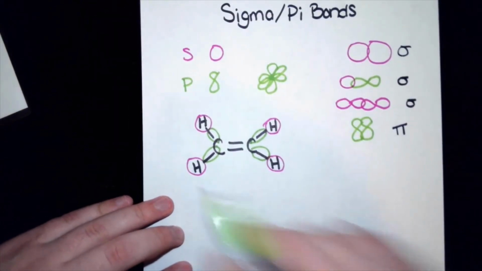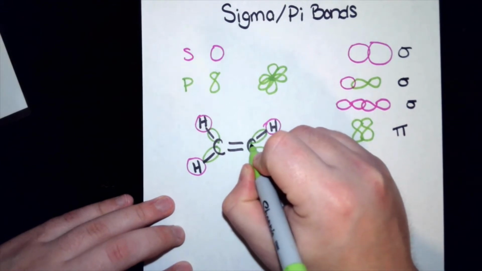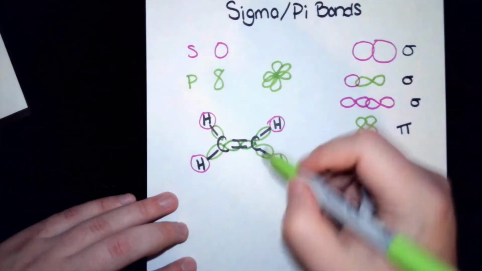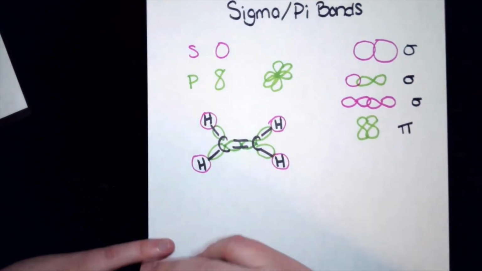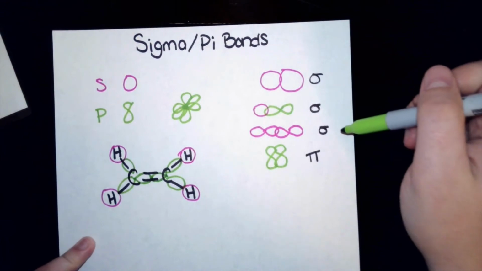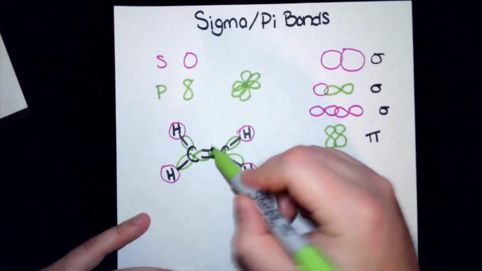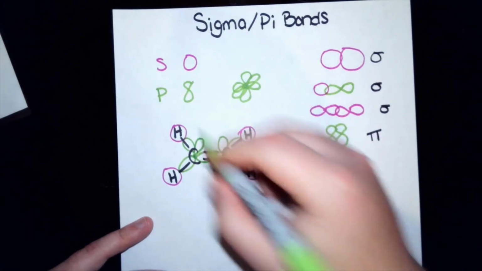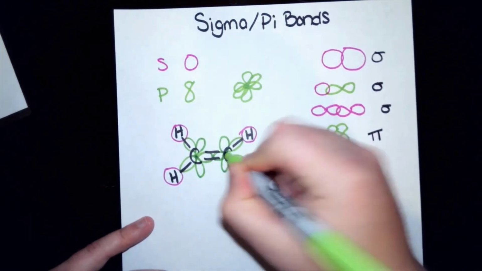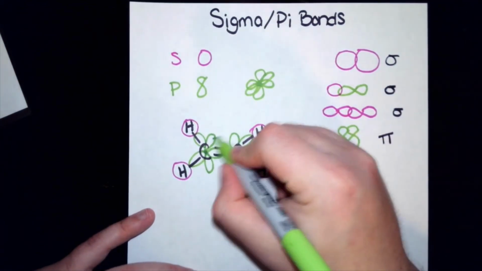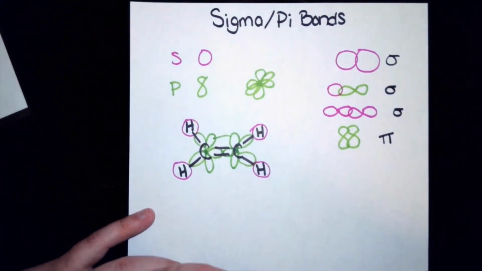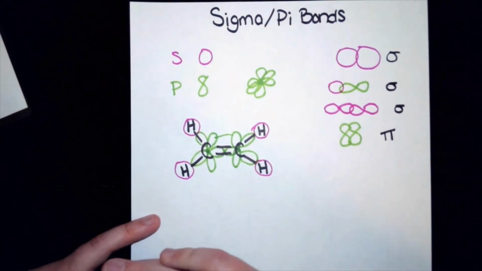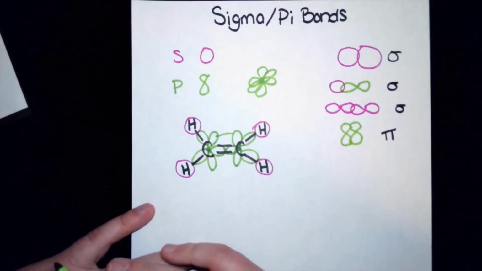Now between the 2 carbons, they each have a lobe that are going to be head-on interacting with one another. And if you recall, that is also a sigma bond. But they will also have lobes that will run parallel with one another, and that is going to form pi bonds right there. And that's actually where the electrons in the second bond for the double bond come into play.